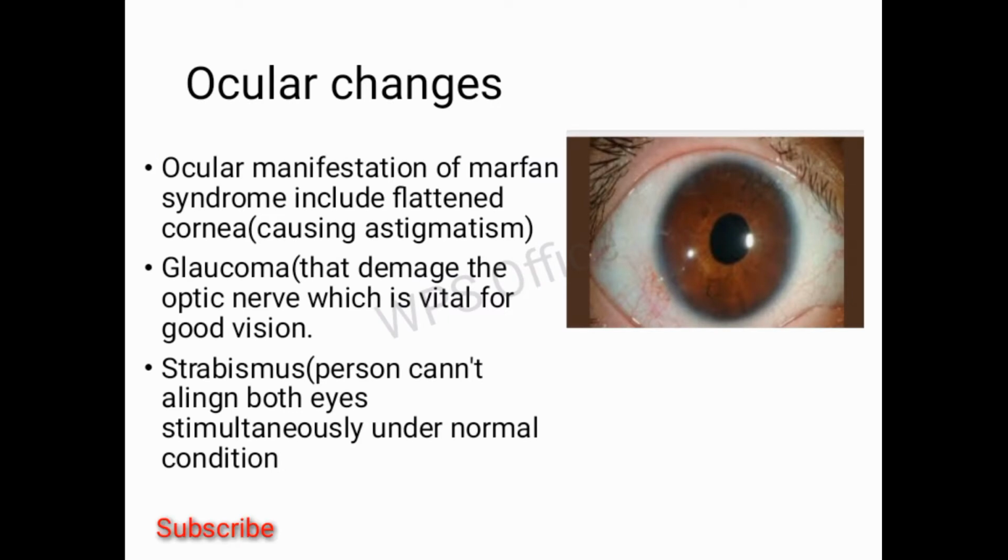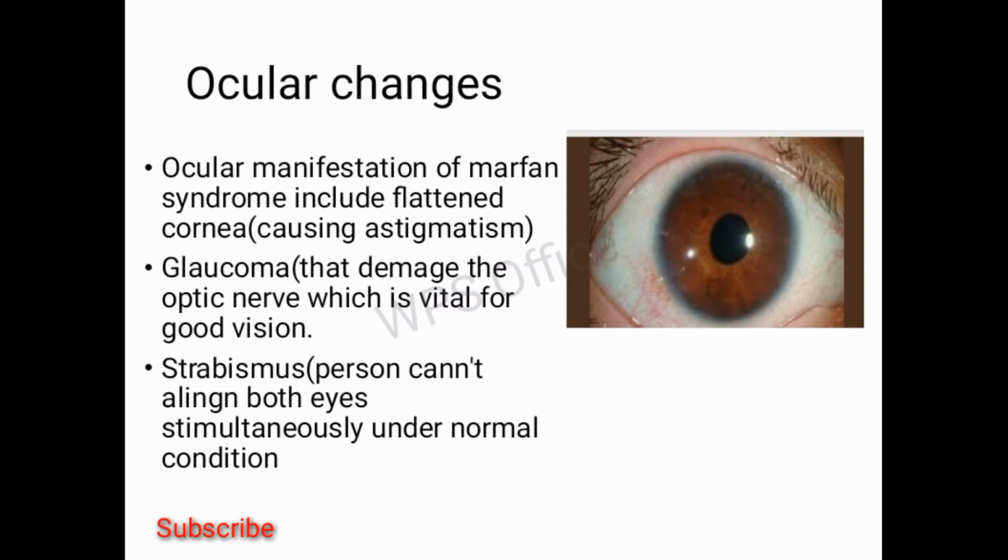Now we can study the ocular changes that occur in Marfan syndrome. In ocular changes, most persons have a flattened cornea. As we see in the picture, the person has a flattened cornea and cannot see with clear vision, because the cornea performs an important function for the clear vision of a person's eyes.